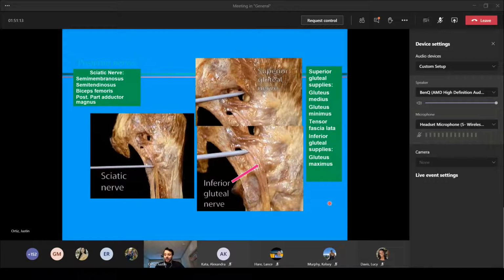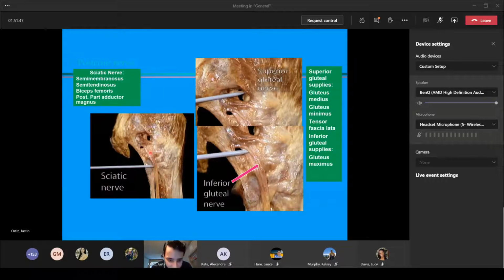So he talked about the sciatic nerve and the superior gluteal nerve in regards to what they innervate. The sciatic nerve is going to get almost the entire posterior compartment of your thigh. Every muscle in the posterior compartment of your thigh is going to be sciatic nerve: semimembranosus, semitendinosus, biceps femoris, even the posterior part of the adductor magnus. We'll talk about this in the next lecture. But in regards to this, this is going to be the sciatic nerve.